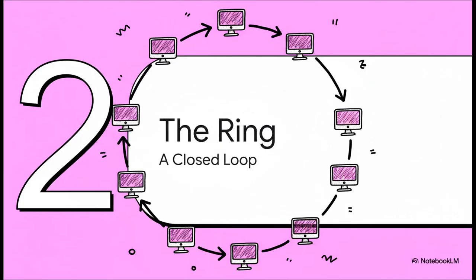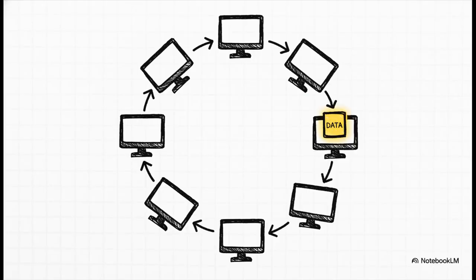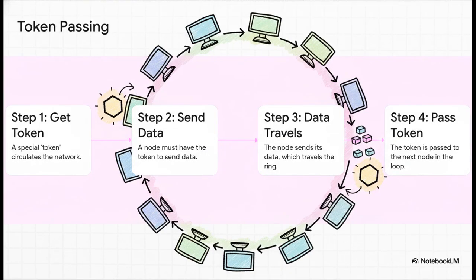Next up, we've got the ring topology. And you can probably picture this pretty easily. Just imagine taking that bus design and connecting the two ends to form a continuous loop. In a ring, every node has exactly two neighbors. It's a peer-to-peer setup, so there's no central server calling the shots. Data typically flows in just one direction, hopping from one computer to the next and so on until it gets where it's going.